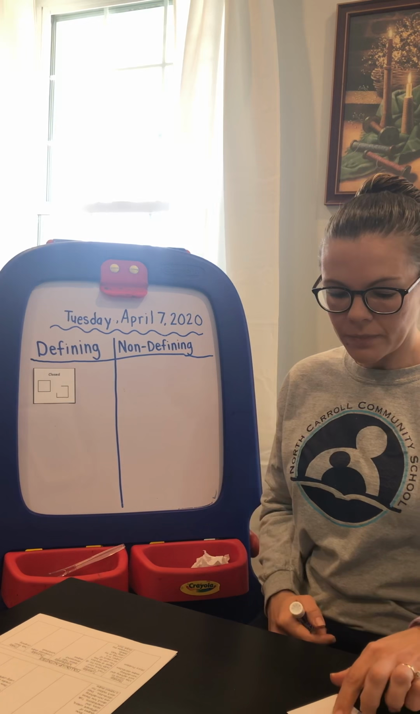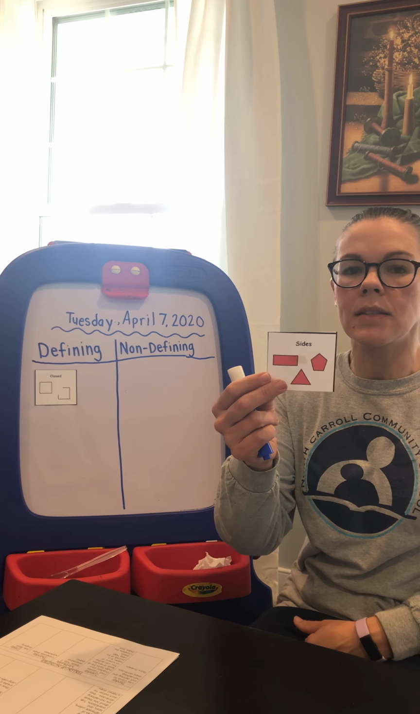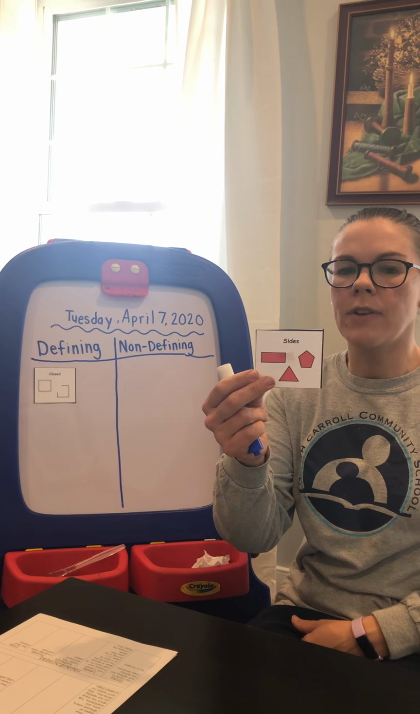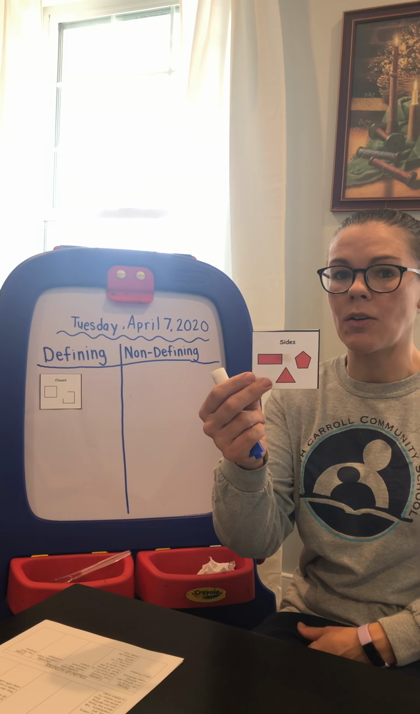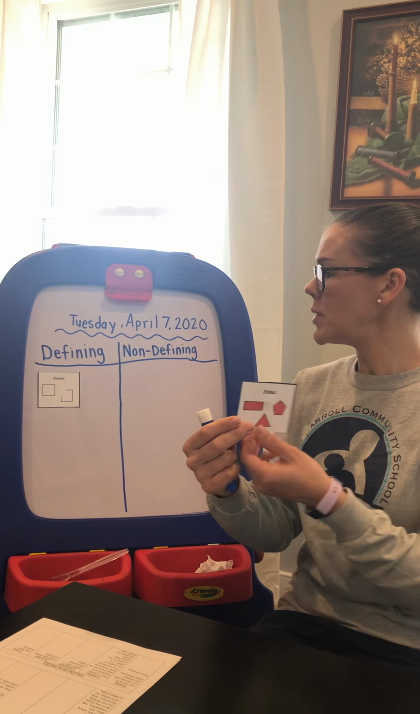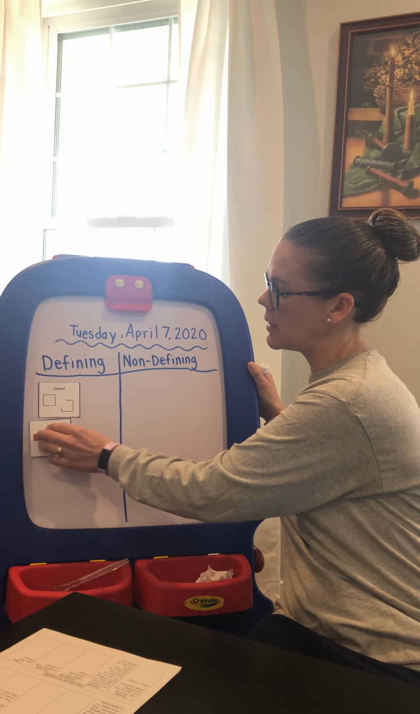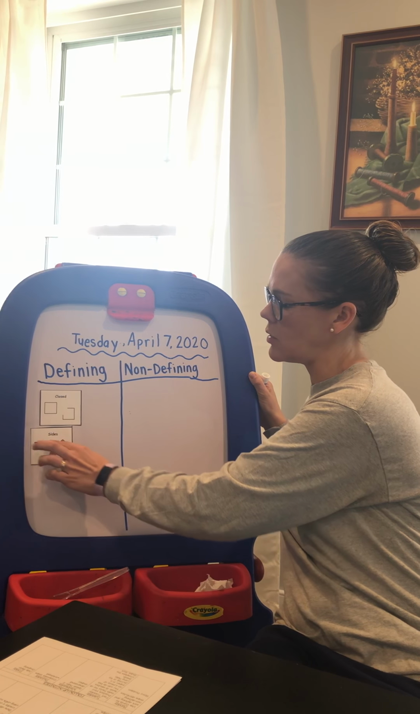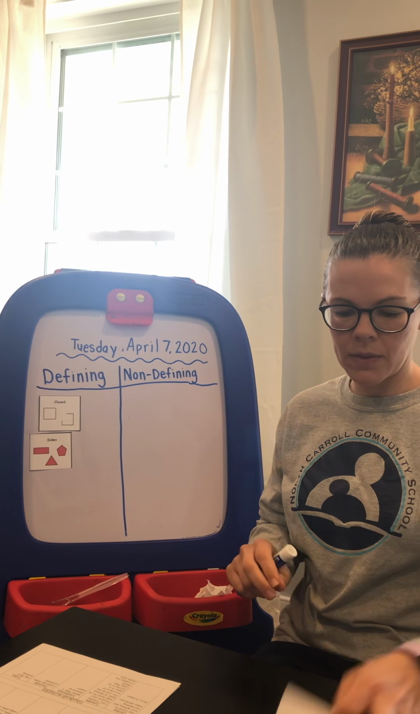Okay, let's look at this one. The number of sides a shape has, is this defining or non-defining? We just reminded you of that with that triangle. If you said defining, you are correct. The number of sides a shape has defines who it is or what the name of it is.